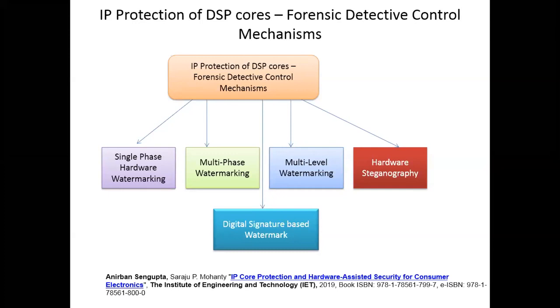The difference between multi-phase and multi-level watermarking is that in multi-phase watermarking, we are trying to embed the watermarking constraints in different phases of electronic system level synthesis of an IC design. While in multi-level watermarking, we try to embed the constraints at different levels of abstraction of a hardware design.